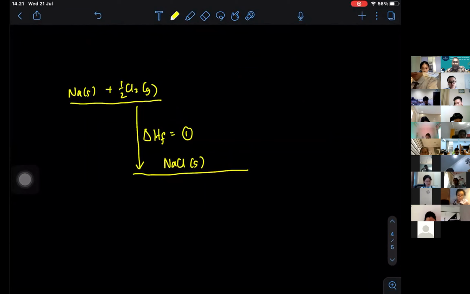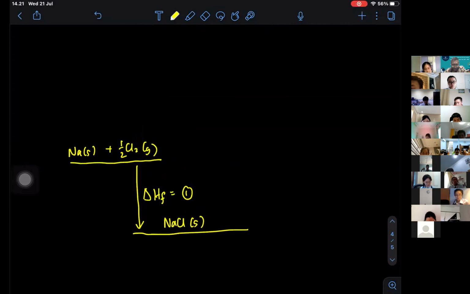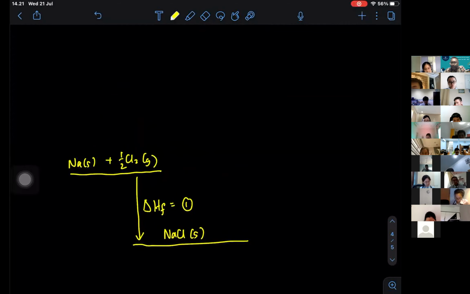Do remember, it can also go up depending on the situation, but now I'm using it as going down because they have mentioned it. Now, if you want to continue to find the lattice energy, there are certain steps that you need to do. First, you need to change sodium solid into sodium gas, leaving this one untouched.